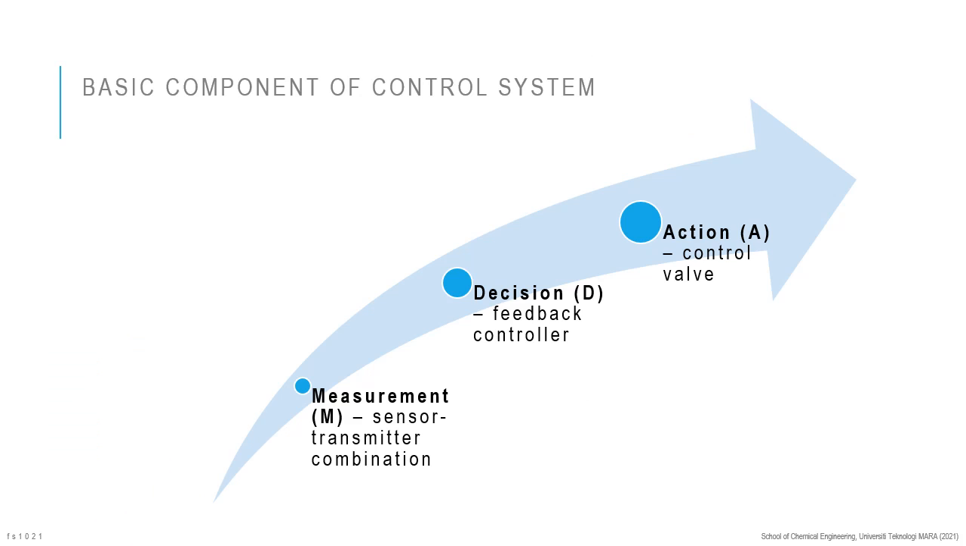As mentioned before, the basic elements of a control system consist of three elements: measurement, decision, and action. The sensor-transmitter combination is the representative of the measurement component, while the feedback controller represents the decision component. The common final control element representing the action component in a control system is a control valve.